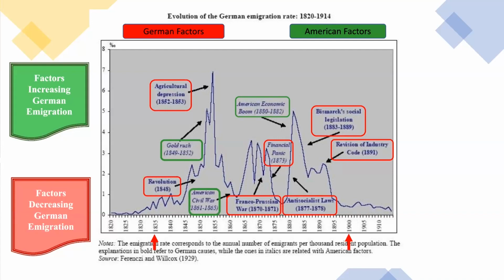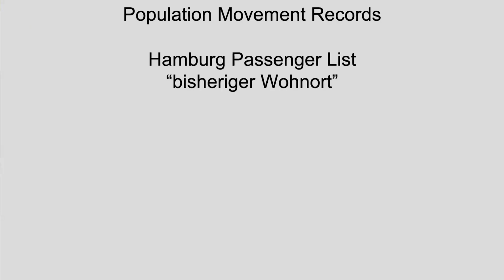If immigrant ancestors were listed on the Hamburg passenger list, it gave their bisheriger Wohnort, their last place of residence, which may or may not be their place of birth. So one of the problems associated with the population movement from the rural to the urban areas is that if the ancestor immigrated from his last place of residence and it's not their place of birth, you will need to use a record from their last residence in order to trace them back to their place of birth.